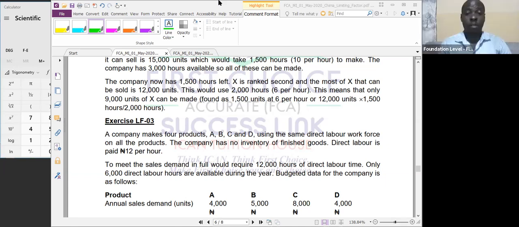You are having 4 products here. And the interesting thing is that they all use this direct labor workforce on all products. It means that they are using the same factor of production. And so if that's the case, this factor is the scarce resource. Then for resource allocation, we need to employ the use of limiting factor.